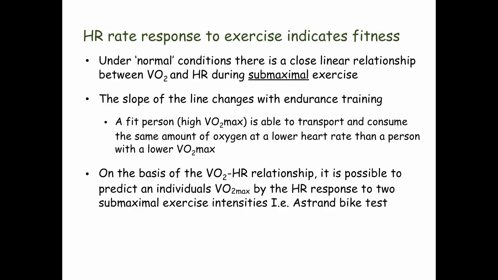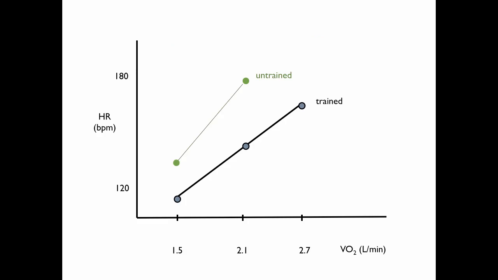Finally, the third thing we're going to talk about is that on the basis of this VO2 heart rate relationship, we can predict an individual's VO2max from the heart rate response to two submaximal exercise intensities. For example, a good one of this is the Astrand bike test. Let's say we have a 20-year-old. If we use the imperfect formula of 220 minus their age, we get a theoretical maximal heart rate of 200 beats per minute.